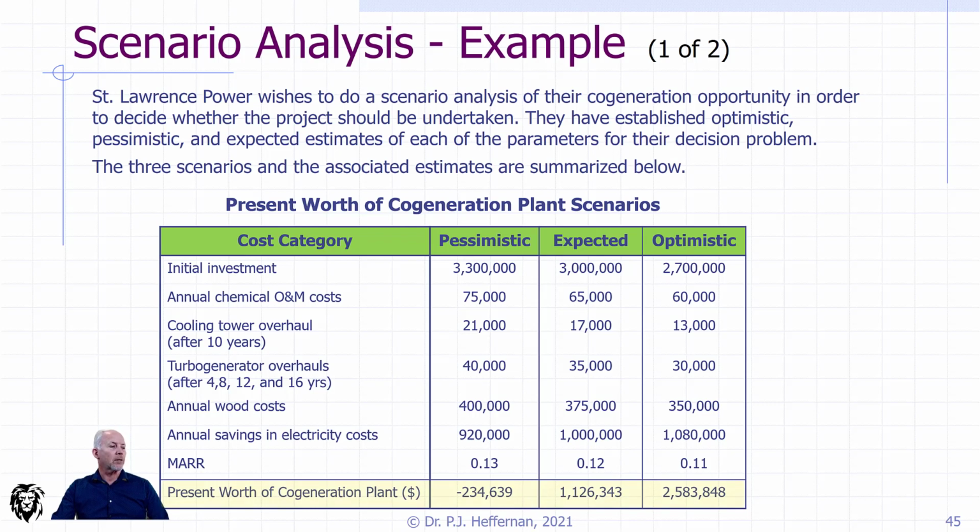And so if we look down at the bottom line, we see the present worth or net present value for the cogeneration plant project. Our expected one was 1.1 million, whereas our most pessimistic outcome, if everything were to go against us, we would expect a negative 234,000. Whereas if everything fell in our favor, we would expect to see somewhere around 2.6 million as the net present value for the project.